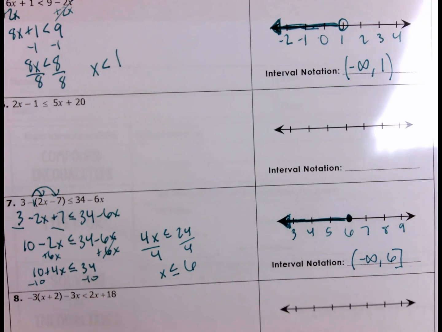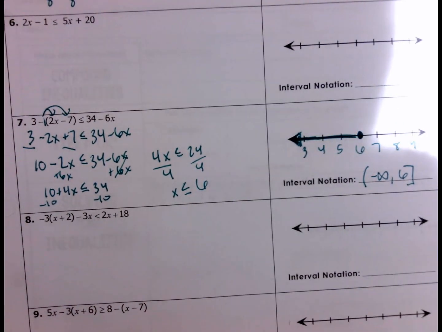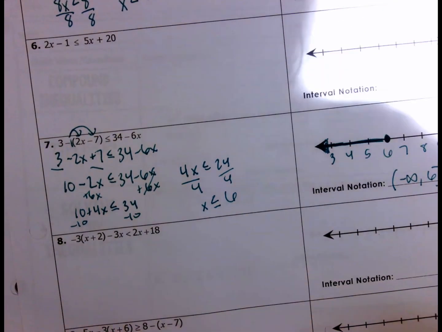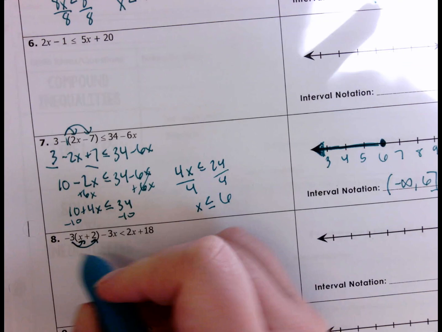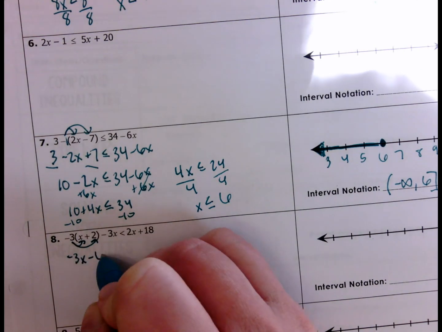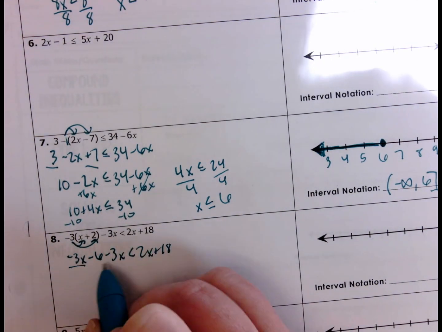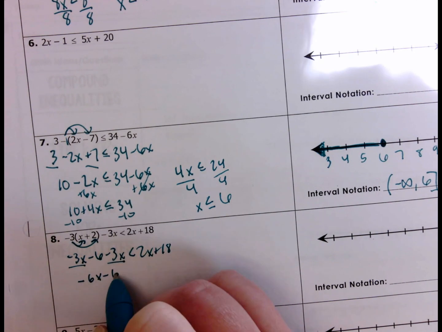Alright, and instead of doing number 9, I'm actually going to switch it up here, and I'm going to do number 8 with you. So we're going to do number 8, okay? So on number 8, first thing we're going to do is distribute. So I'm going to have negative 3x minus 6 minus 3x. I'm going to combine my like terms. A negative 3 and a negative 3 is a negative 6x.